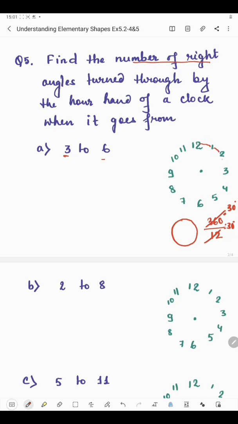Again 1 to 2 is 30 degrees, 2 to 3 is 30 degrees, so that means 12 to 3 is 90 degrees, right? If the hour hand moved from 12 to 3, 30, 30, 30, it makes 90 degrees.